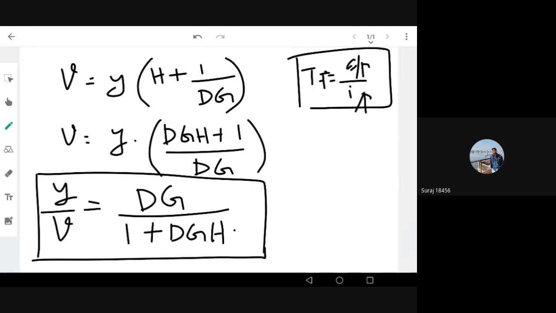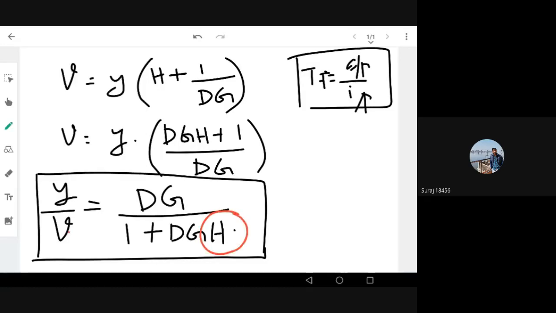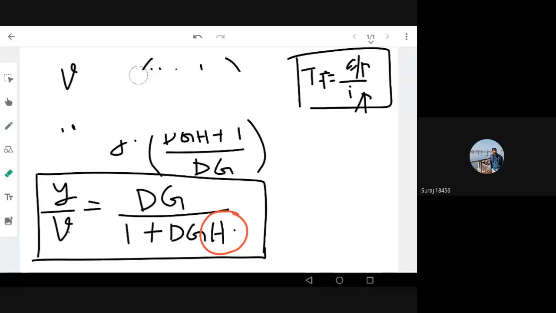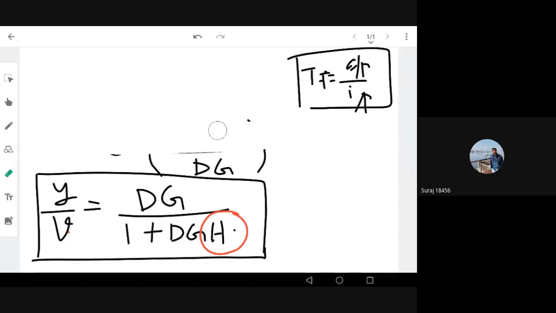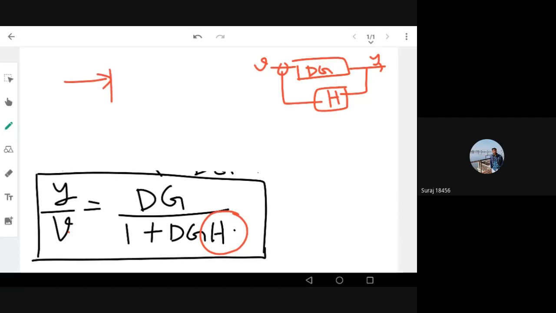DG divided by 1 plus DG into H. You can see the feedback transfer function H, or filter gain, is coming in the bottom. So what we have done is simplified the closed loop control system into an open loop single control system. Instead of having a closed loop, we have modified the plant, or the system, so that we can represent it using an open loop system.